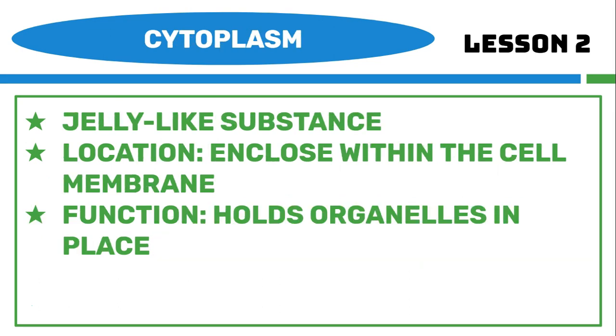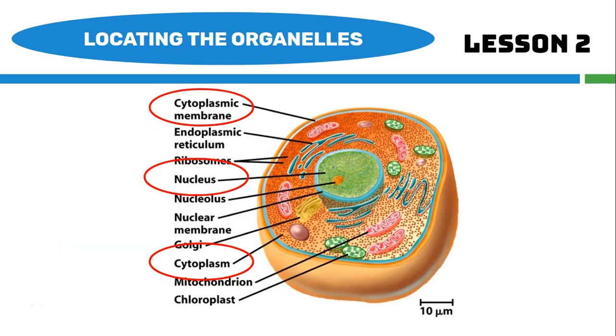So, next, cytoplasm. It's a jelly-like substance inside every cell. It's enclosed within the cell membrane, and its main function is to hold organelles in place, and it also contains cellular waste and things like that. So, locating the organelles, we can see the cytoplasmic membrane, the nucleus, and the cytoplasm.